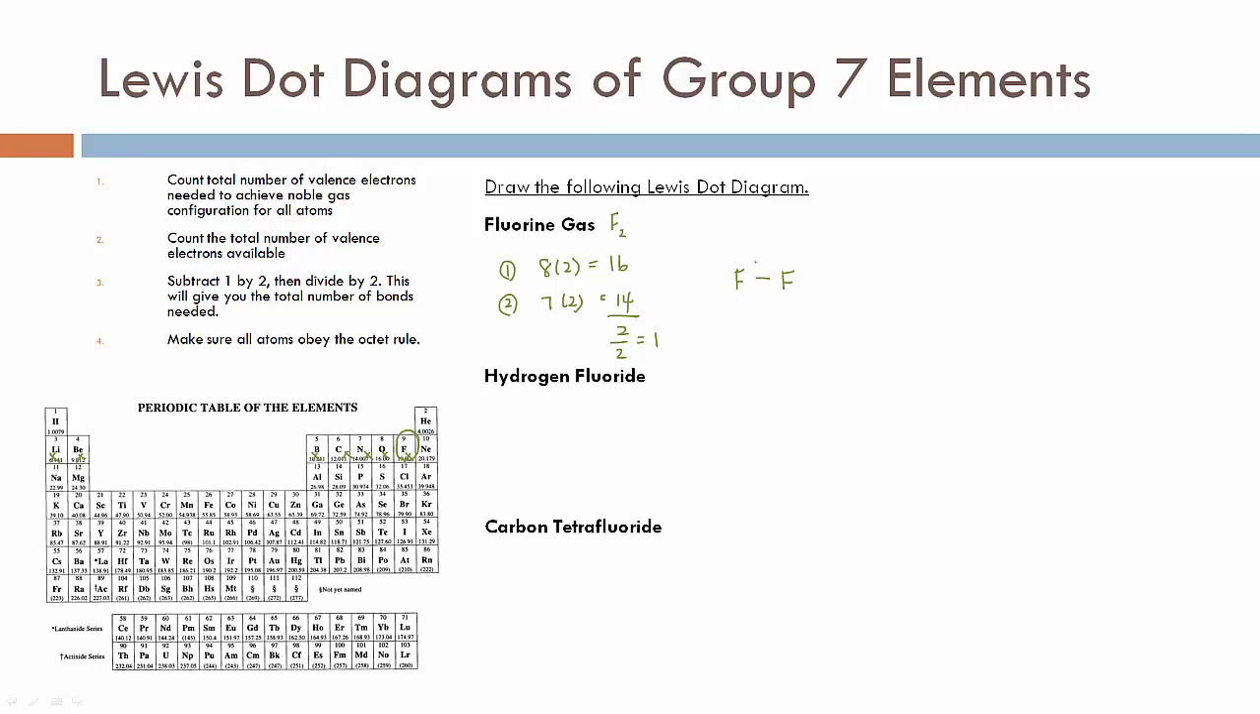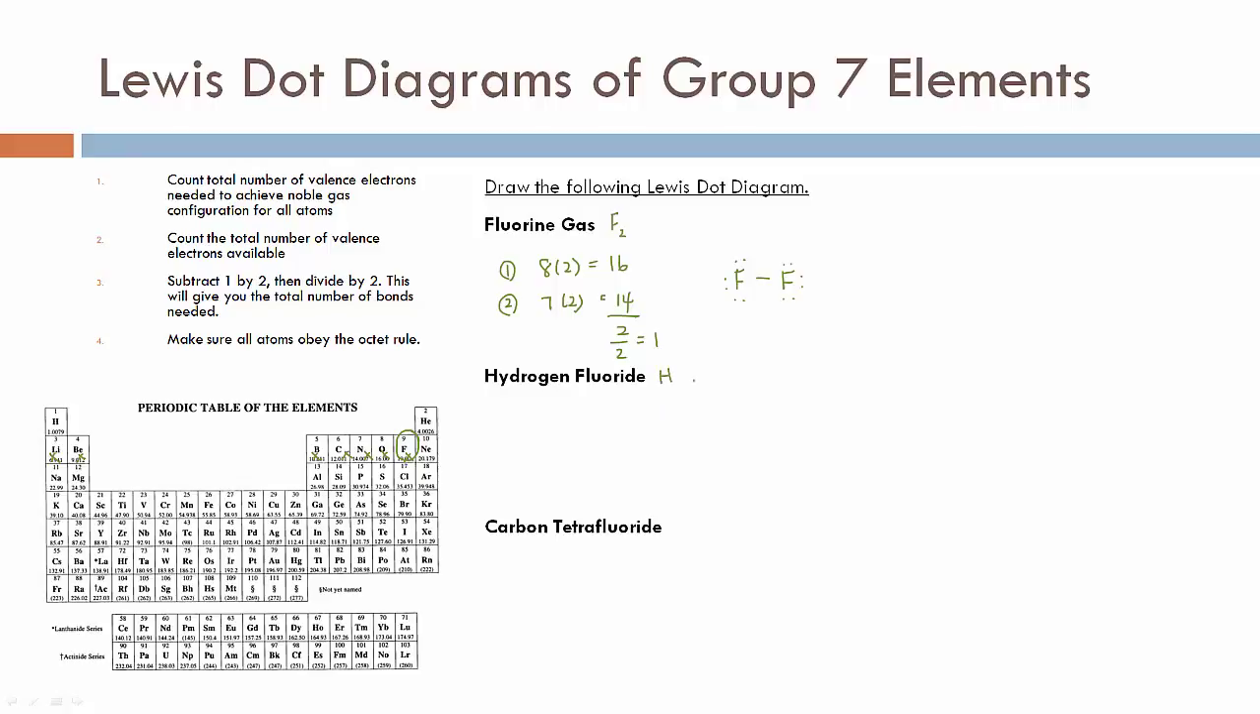So 1 bond is required to link the fluorine atoms together. If we examine this fluorine on the left-hand side, there's 1 bond, so this fluorine only has 2 electrons around it so far. We can add a 3rd, 4th, 5th, 6th, 7th, and 8th electron. The fluorine on the right-hand side has 1 bond, so it has 2 electrons around it right now, so we'll go ahead and add the 3rd, 4th, 5th, 6th, 7th, and 8th electron, and that is your structure of fluorine gas.